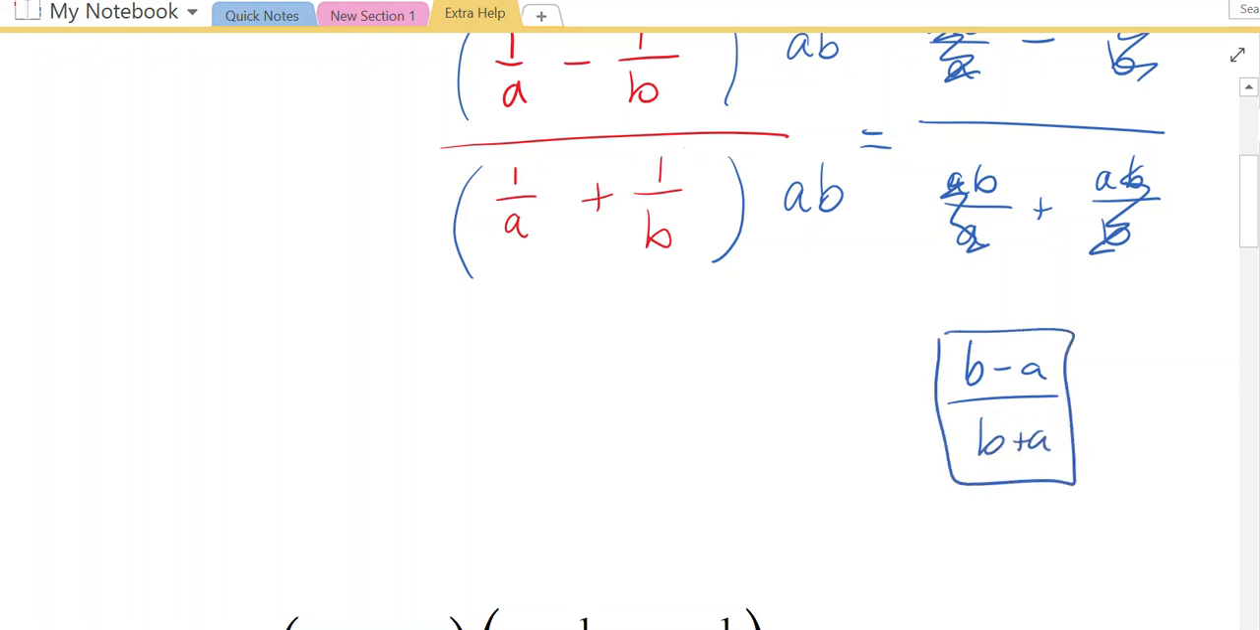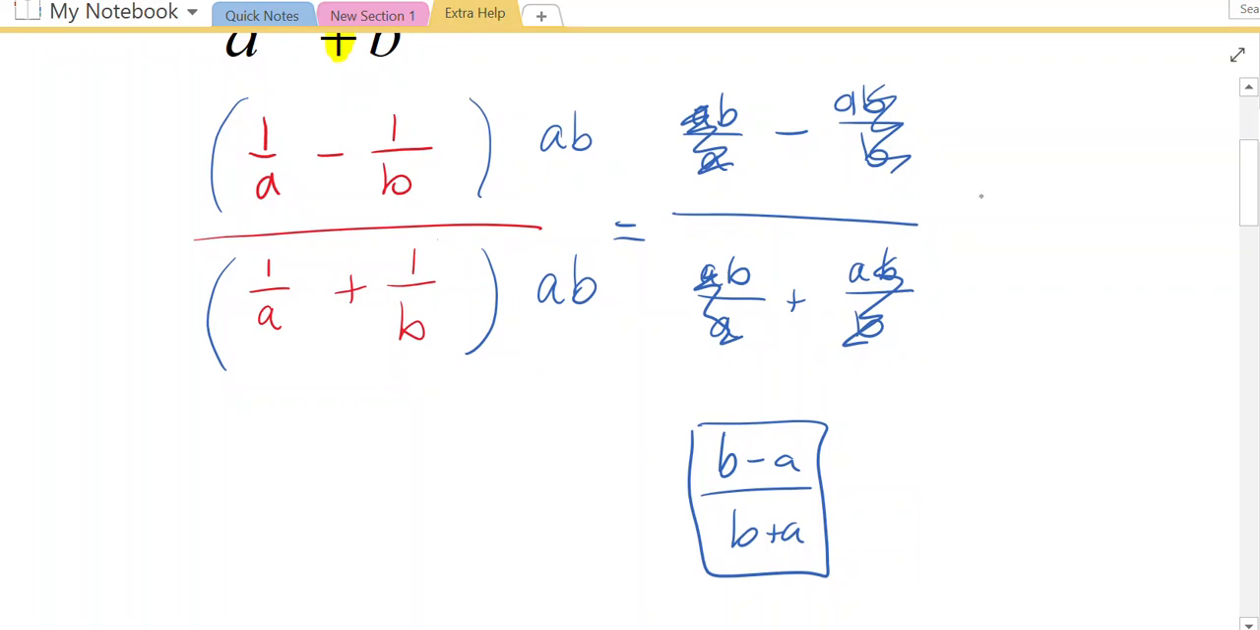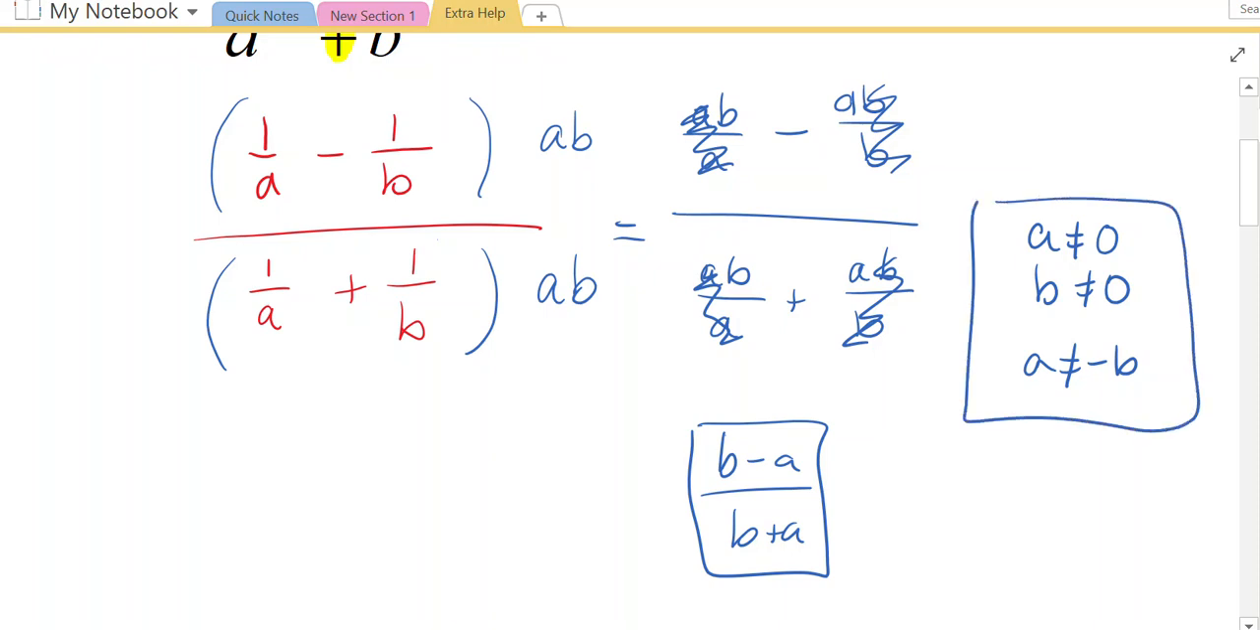Now, one caveat we might add is that a can't be 0 and b can't be 0, and that a can't equal negative b, but that would depend on the directions. If the directions on the problem said assume all variables are positive, these would not be needed.